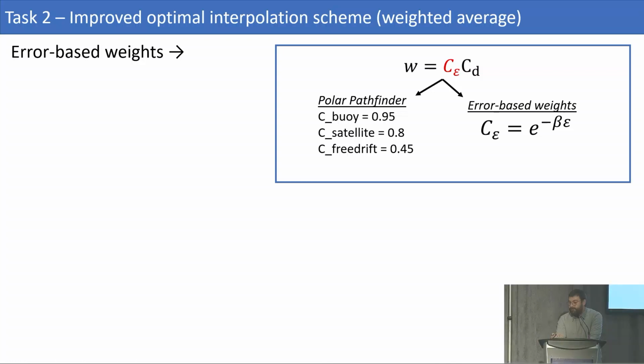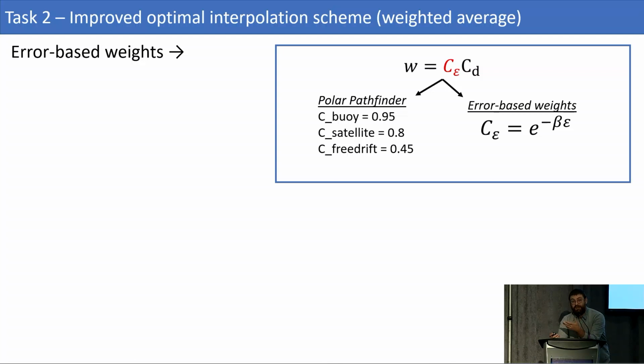So some of the things we did to improve the optimal interpolation scheme. If you want to make an estimate at a specific location, you can look at all the points synchronous in time and associate weights to them. And a thing we've done is to implement a parameterization of error-based weights in our optimal interpolation scheme. Whereas the Polar Pathfinder was defining different constants associated to each of the inputs, a constant for buoy, for satellite, for free drift, we changed that.